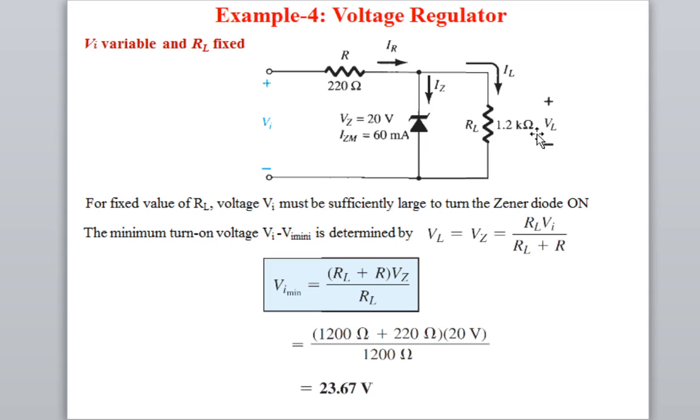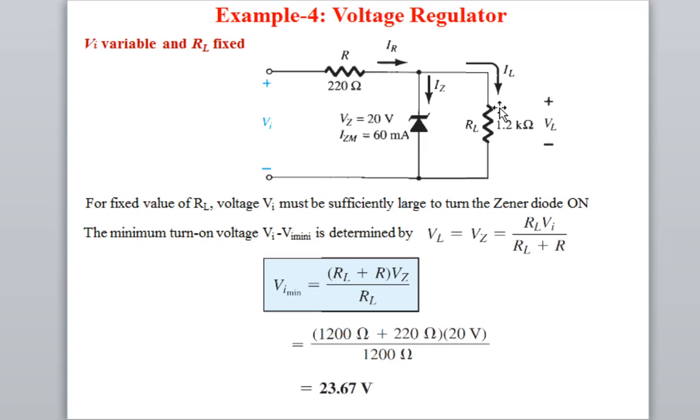So for this problem, the load resistance is 1.2 kilo ohm, the input series resistance is 220 ohm, the Zener voltage is 20 volt, and the maximum Zener current that can flow is 60 milliampere, and the input voltage is unknown. That is the problem. It means Vi is variable and load resistance is fixed. Here there are no variables in the load resistance.